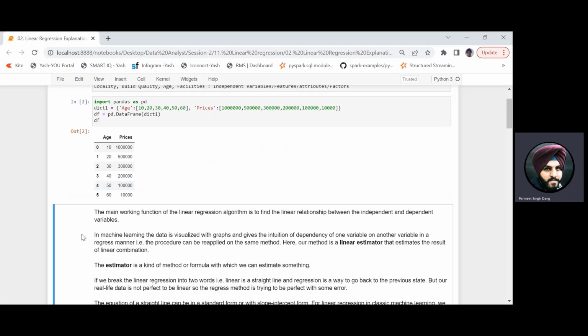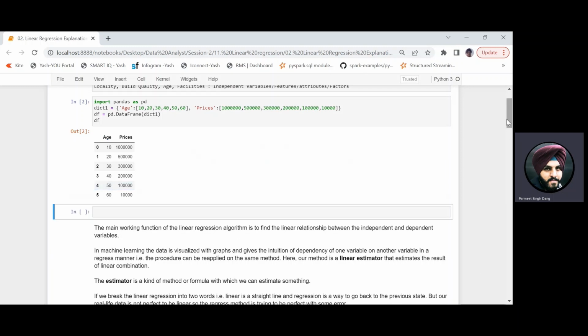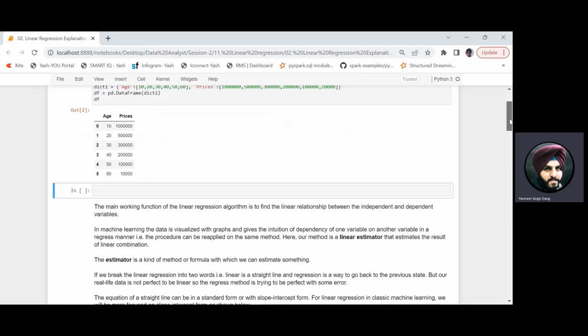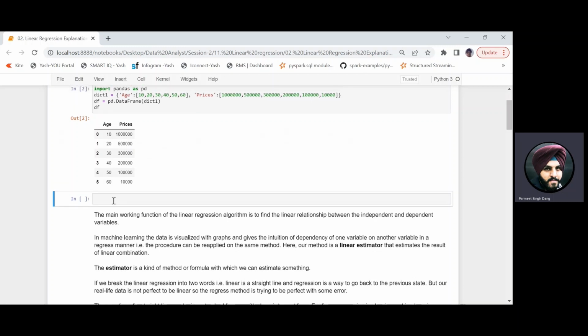Now you would see we have the age, and with the age, we want to see how the prices are moving. Now, I'm taking one independent variable and one dependent variable. So the independent variable is age and the dependent variable is prices.